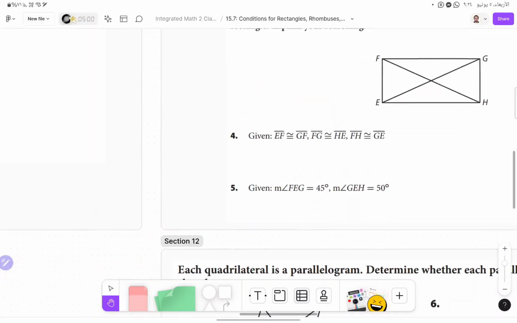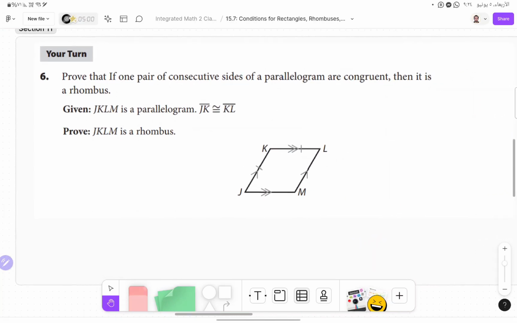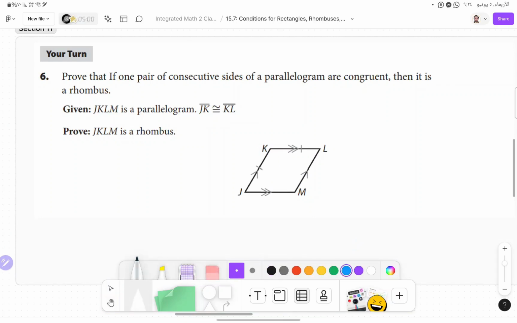Now let's go here to the questions to differentiate between them. Now the first question here is prove that if one pair of consecutive sides are parallelogram. So let's prove this one. Prove if one pair of consecutive sides, so let's say this one here, consecutive sides means this one here and this one here, or this one here and this one here, or this one and this one. Consecutive means same side, which is they are adjacent.